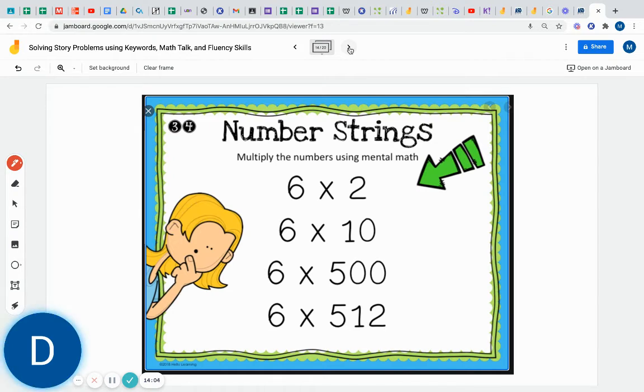So some of the ways that we can develop more confidence in our mental math skills is by practicing these number strings. So I'd like everybody in their math journal to write down the answer to 6 times 2, 6 times 10, 6 times 500, and 6 times 512. Okay, ready, go.